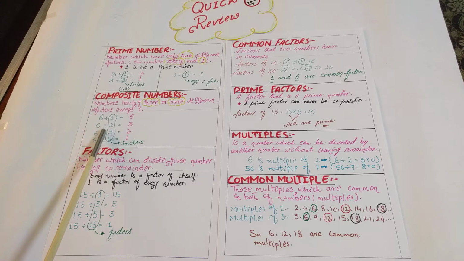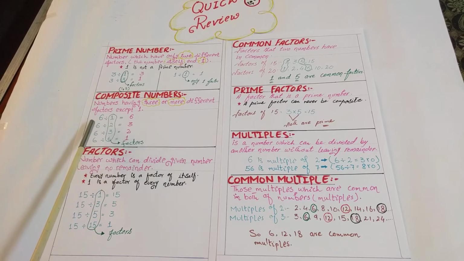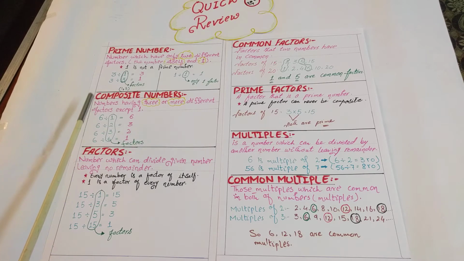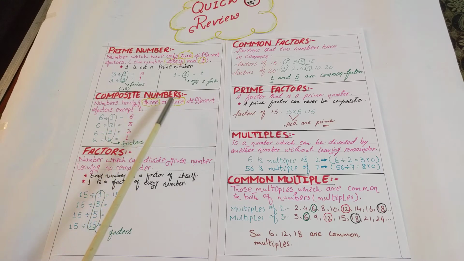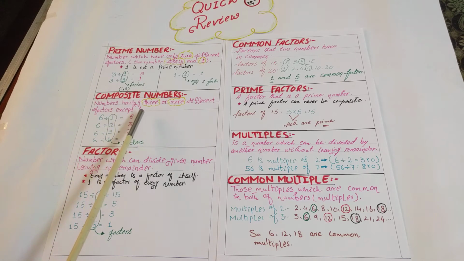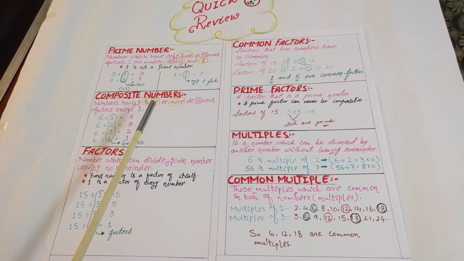1, 2, 3 and 6, these 4 are the factors of the number 6. It means 6 is a composite number having 3 or more different factors. Except 1, because 1 is not a prime number.